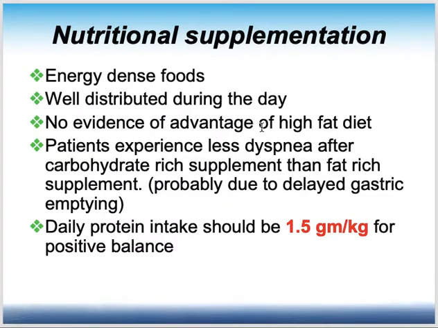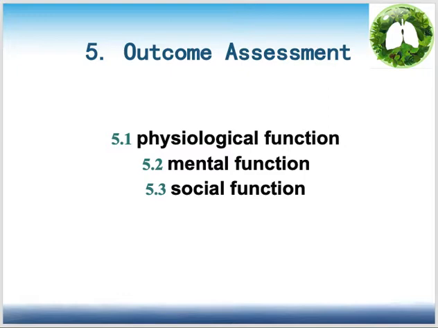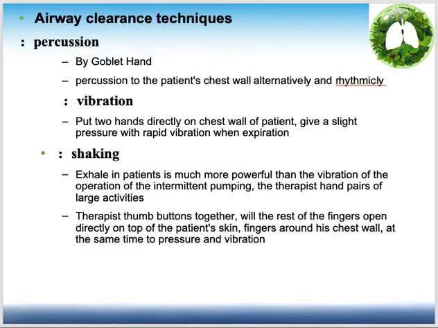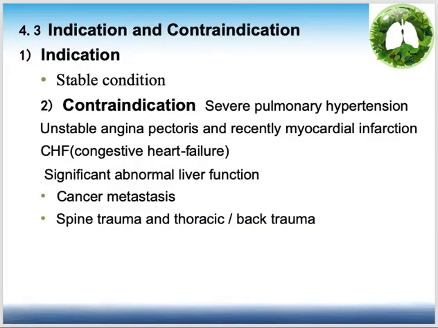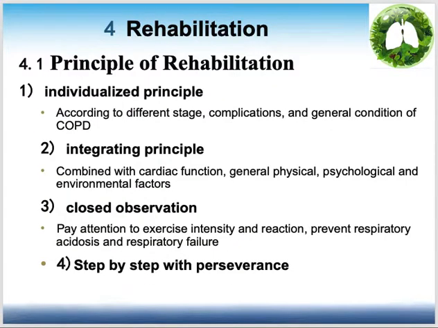There is no evidence of advantage of a high fat diet, and patients experience less dyspnea after a carbohydrate rich supplement than a fat rich supplement, probably due to delayed gastric emptying. Whenever you eat fats, of course, they stay more in your stomach than the carbohydrates. And the daily protein intake should be 1.5 milligram per kilogram for positive balance for that patient. So one of the things they do is the calorie assessment, and later on they go for other things.